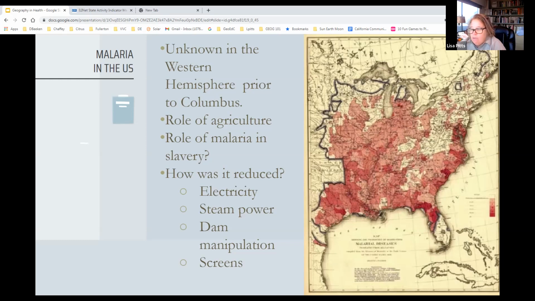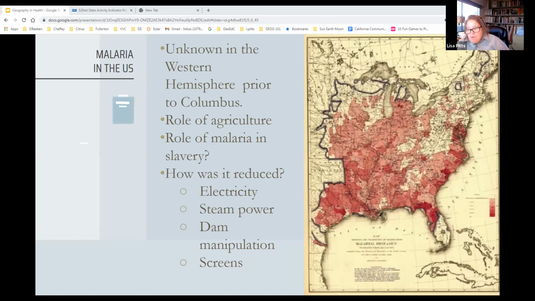So this is a map from, I want to say, the 1800s, that kind of shows where malaria is located. It wasn't until 1906, during the construction of the Panama Canal, that the spread was recognized as a problem, when about 21,000 of the 26,000 people who were working on the creating of the Panama Canal actually got infected with malaria. They're like, oh, maybe we should consider that this is a problem.